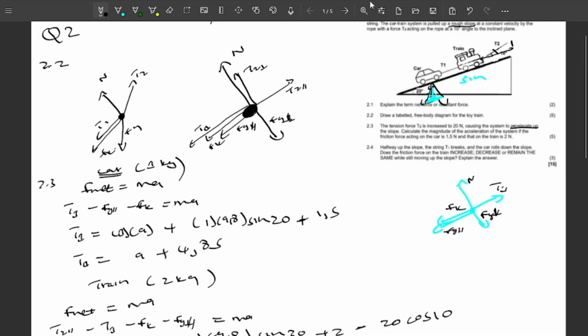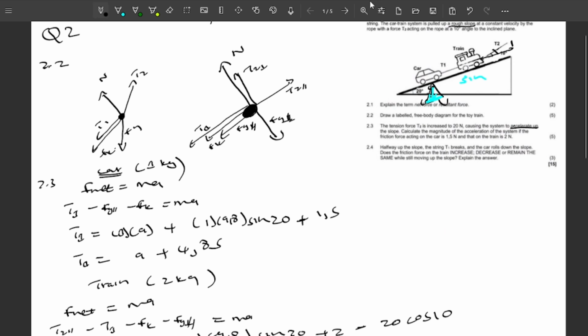Now for 2.4 they say halfway up the slope, the string T1 breaks, and the car rolls down the slope. Does the friction force on the train increase, remain the same, or decrease while still moving up the slope? Now let's look at this. They're talking about the friction force here, right? This one doesn't need calculations unless one wants those calculations. This is quite an interesting question.